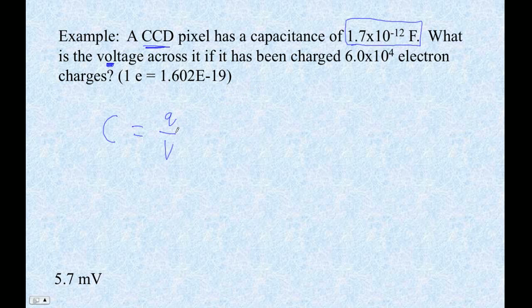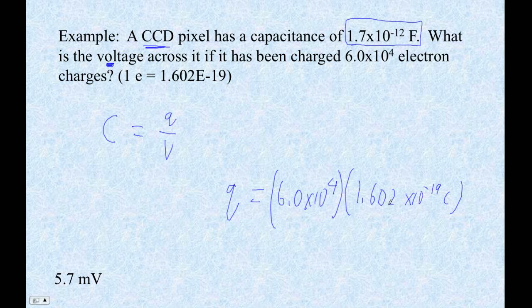So let's see, I think the first thing to do is to find the charge, right? Charge is 6.0 times 10 to the 4th electron charges, times 1.602 times 10 to the minus 19th coulombs. We need the charge in coulombs, right? So 6e4 times 1.602e-19. And this gives us a charge of 9.612 times 10 to the minus 15th coulombs.